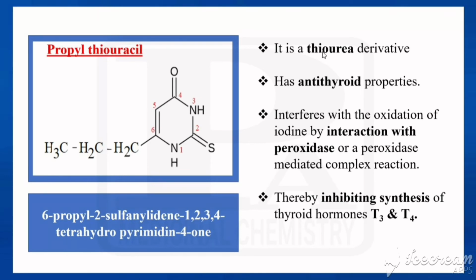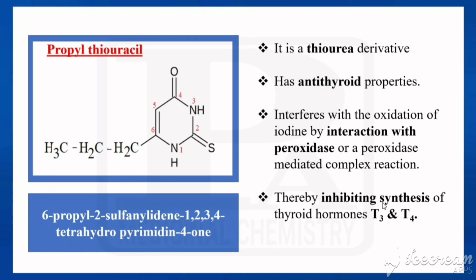It is a thiourea derivative. What is meant by thiourea? This part is called thiourea. What is urea? NH2CONH2 is called urea. Instead of oxygen here we have sulfur. That's why this part is called thiourea. It has anti-thyroid properties. It interferes with the oxidation of iodide by interaction with peroxidase or peroxidase-mediated complex reaction. In the second step we have seen the thyroid peroxidase enzyme, no? So that enzyme is inhibited by this.